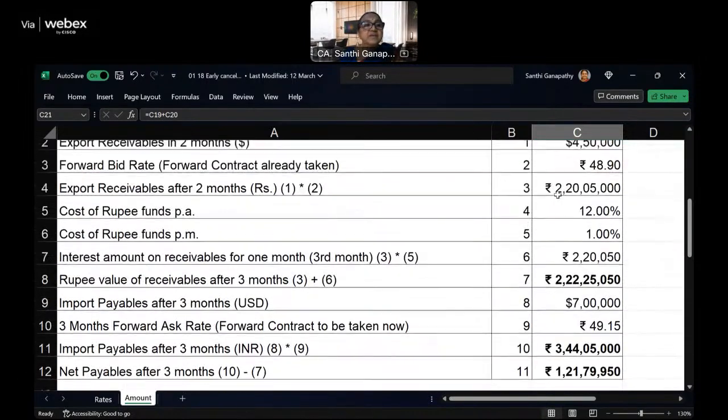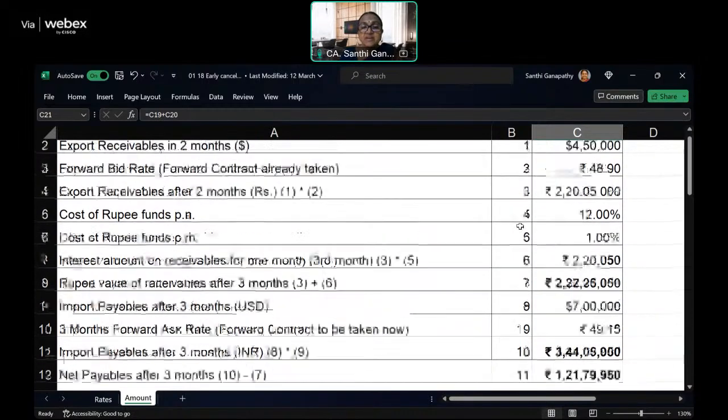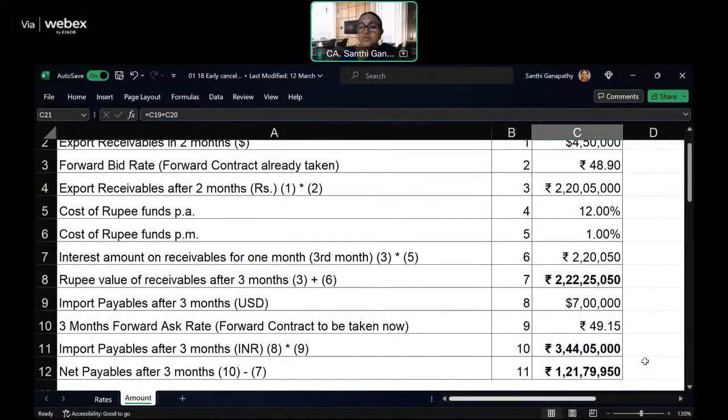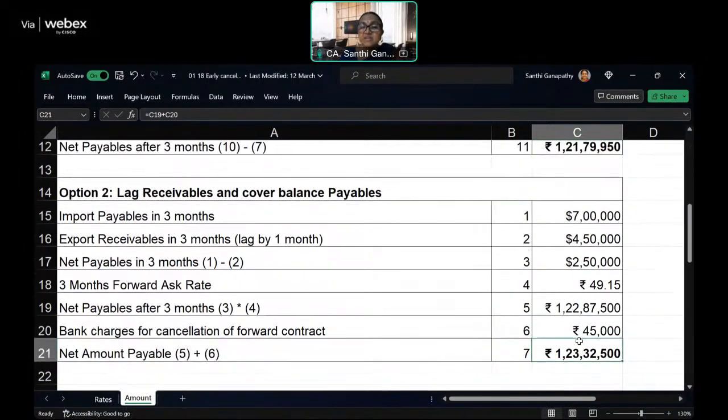Now, if I cover the payables alone in the forward market, my net amount is 121.79. If I lag the receivable and cover the balance payable, it is 123.32,500. It is a question of payment. It is a payable. Therefore, whichever is less, that is what I will choose.